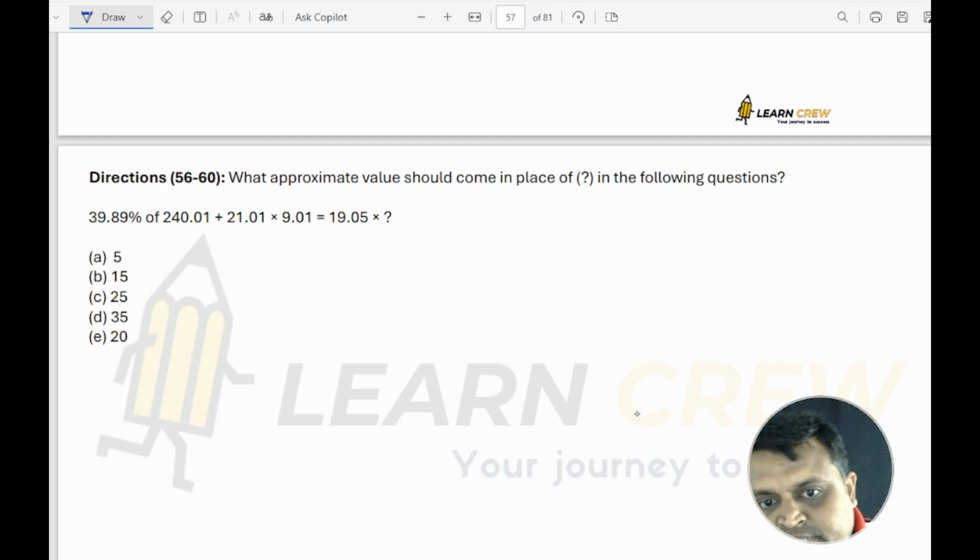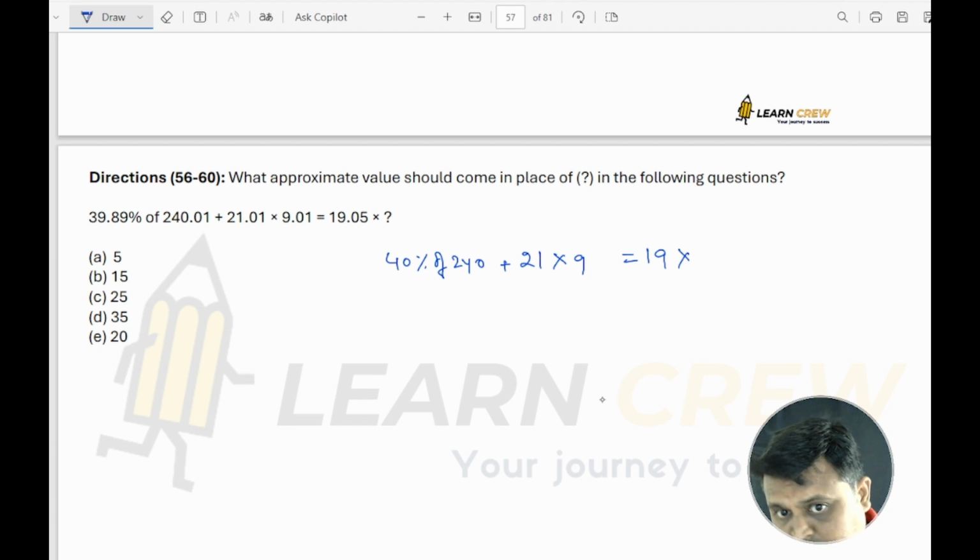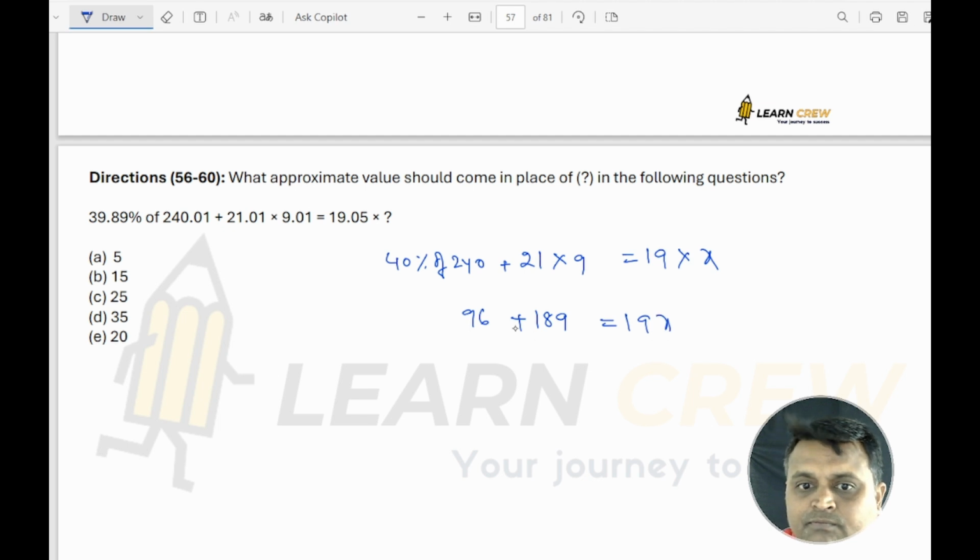Next, approximations. 56 to 60 are the questions based on approximations. So 40, it is approximately 40%. So 40% of 240 plus 21 into 9 is equal to 19 into how much is the question. 40% of 240 is 96. Plus 21 9s are 189 is equal to 19 into x. So our x would be 189 plus 96 is 285, divided by 19. So 19 15s are 285. So answer is 15.